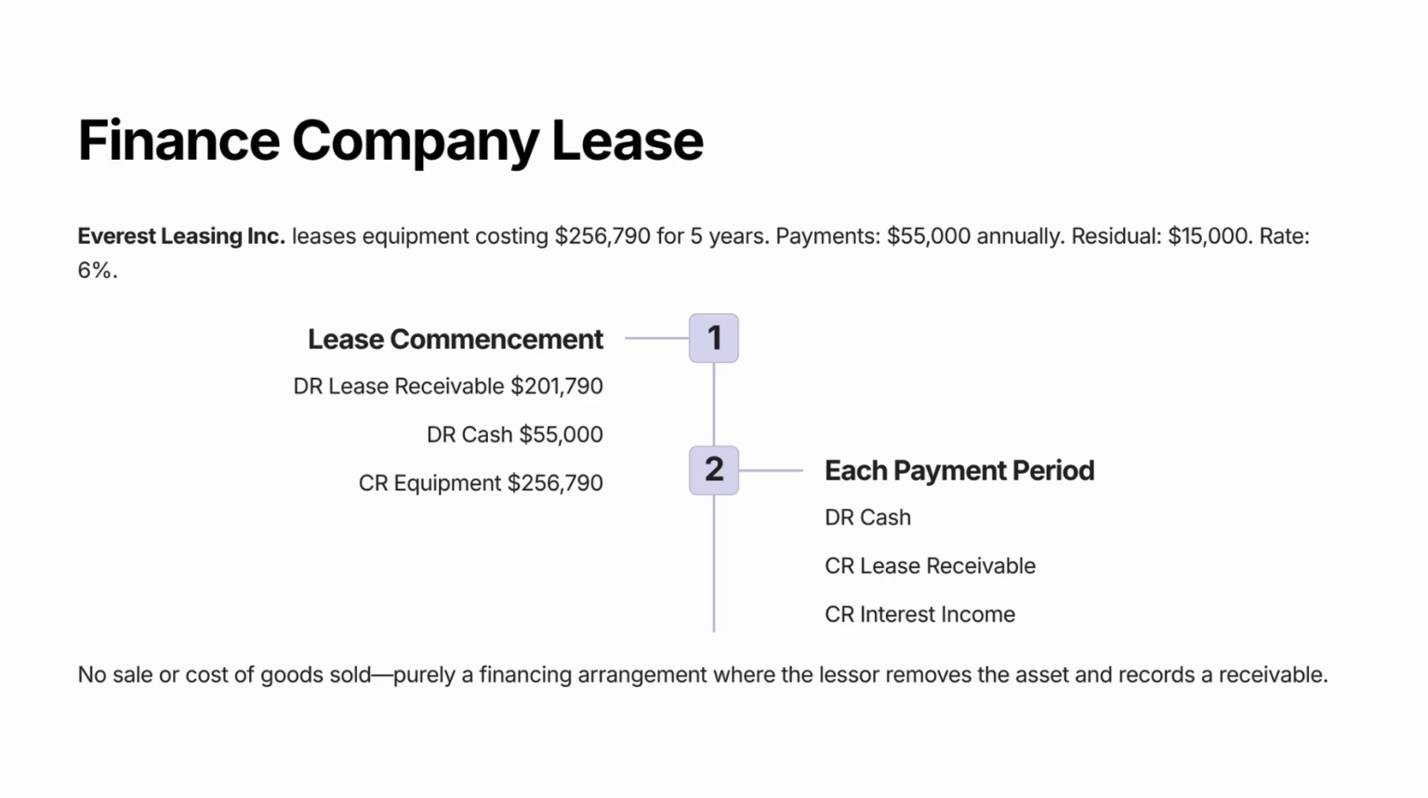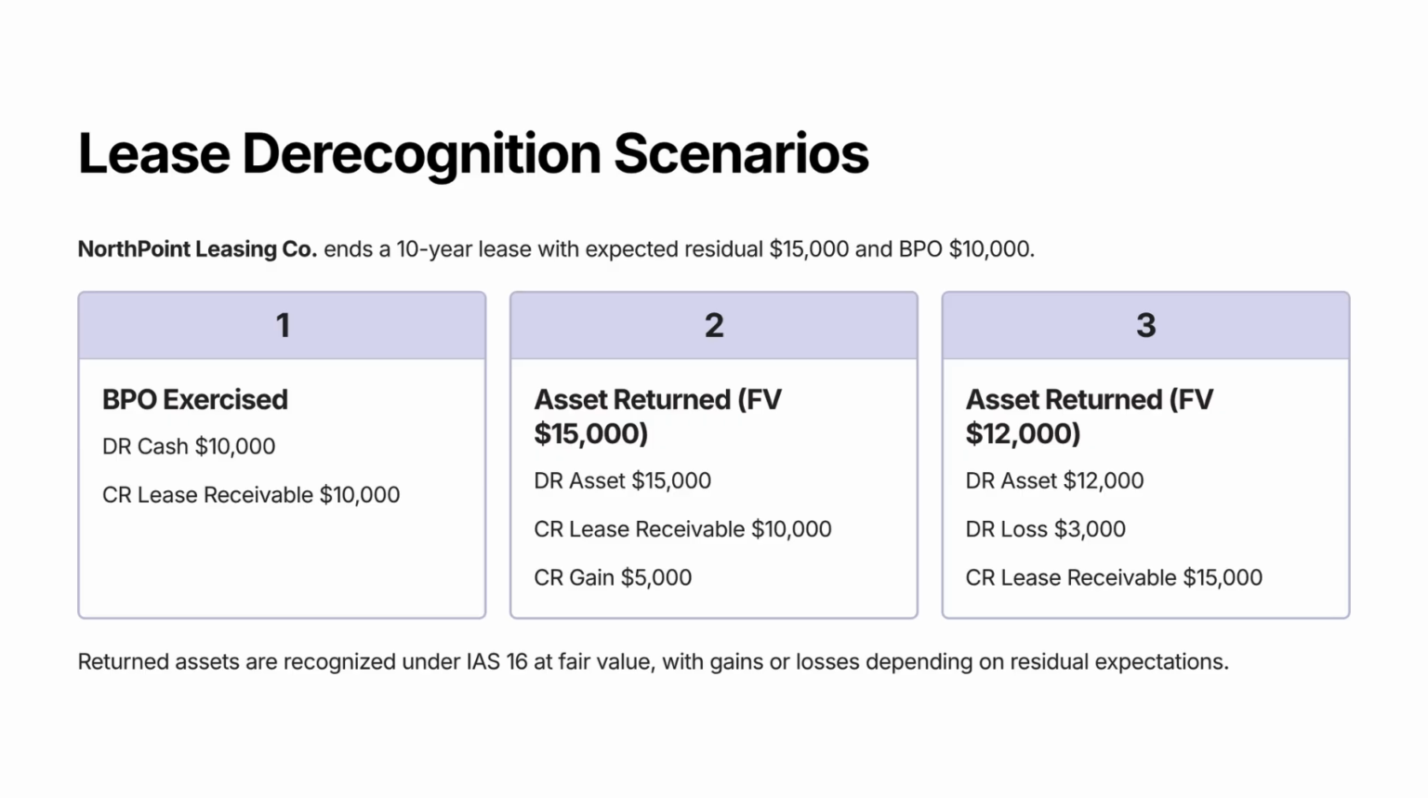Example, finance company lease. On January 1st, Everest Leasing Inc. leases equipment costing $256,790 for 5 years. Payments are $55,000 per year starting immediately, with a guaranteed residual of $15,000 and a 6% implicit rate. The entry at commencement is debit lease receivable $201,790, debit cash $55,000, credit equipment $256,790. Each year, interest income is recognized on the outstanding receivable.